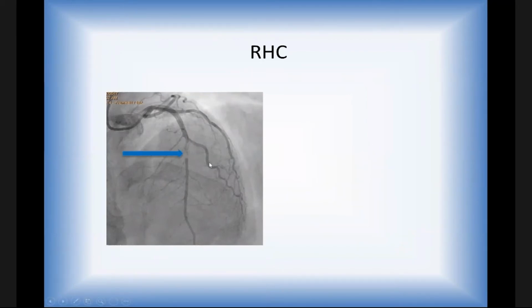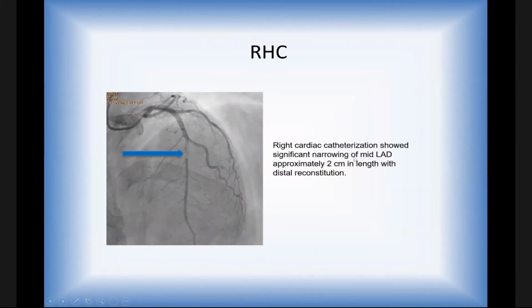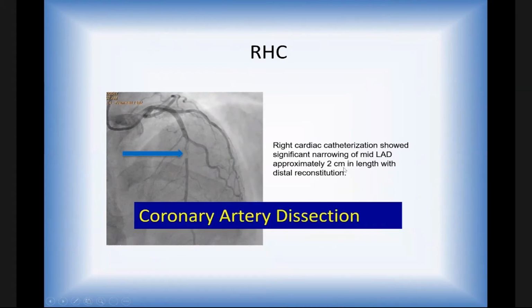This is the diagonal branches here. And then the cardiac cath, and the mid LAD has a centimeter of very severe narrowing with reconstitution. It is coronary artery dissection. So a young female comes in with chest pain, think about coronary dissection and look for something else like Marfan or FMD. But this person does not have underlying vascular disease.